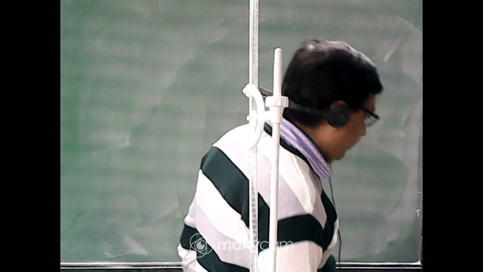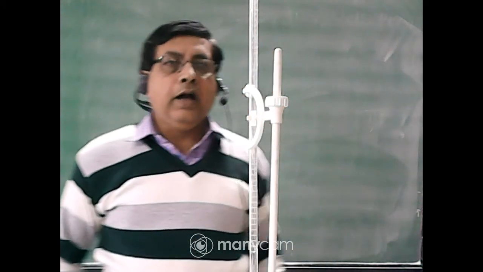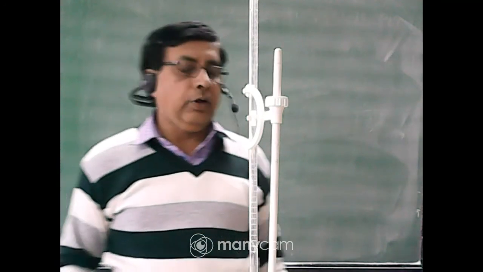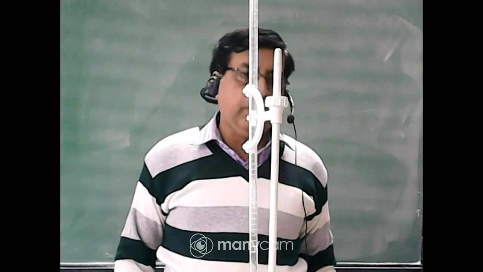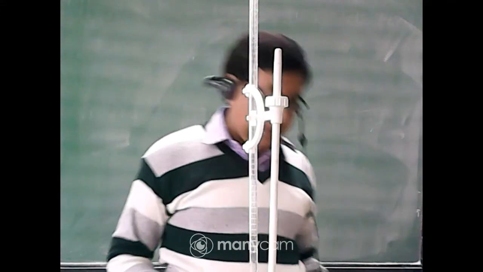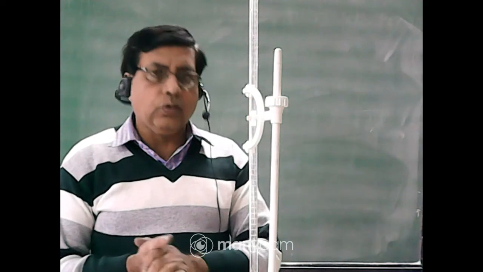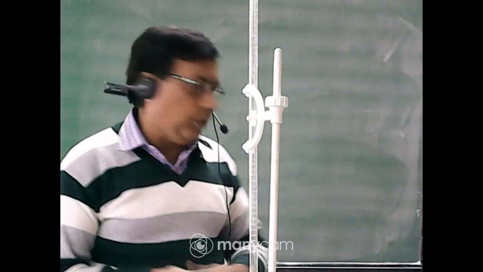So today, in the last class, I have shown the acid-base titration between oxalic acid and sodium hydroxide. Now today the second acid-base titration between sodium carbonate and dilute HCl.